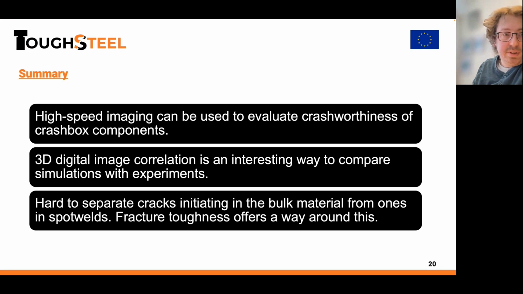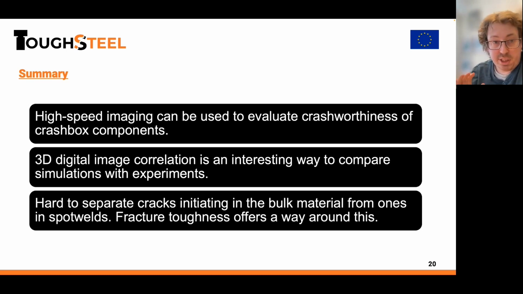So a quick summary here. Of course, high-speed imaging can be used to evaluate crashworthiness of crash box components, and we can extract a lot of data from few examples. We don't have to do so many of them. 3D digital image correlation is an interesting way to compare simulation with experiments because it's very important to validate your models before you use them in production. However, it's hard to separate cracks, even with this method, initiating in the bulk material from ones in the spot welds, because it can be out of view and it can propagate through spot welds. So it can be hard to completely separate it using full-scale components.